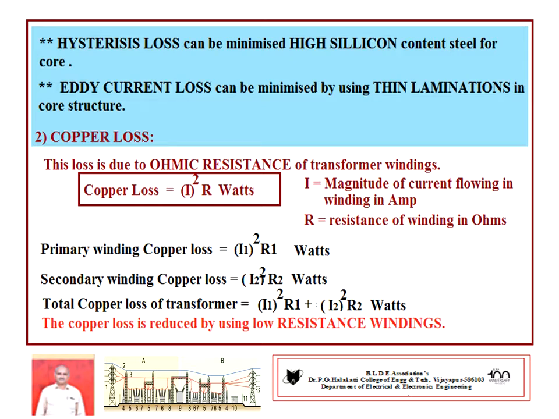So the total copper loss is the algebraic sum of these two, the primary winding copper loss and the secondary winding copper loss: I1 square R1 plus I2 square R2 watts. The current depends upon the load of the transformer, and we cannot do anything about that. So the copper loss can be minimized by using low resistance windings.